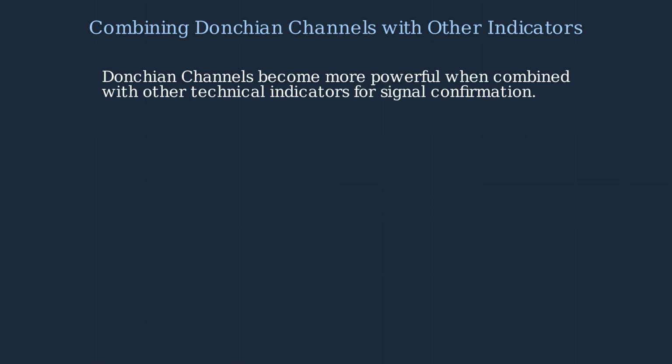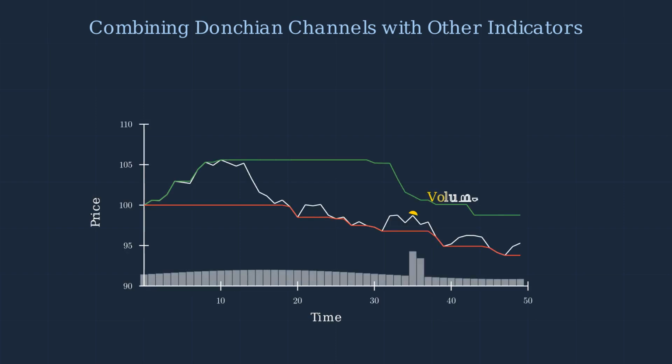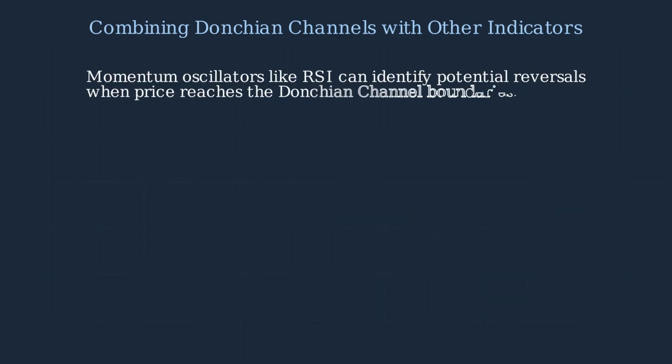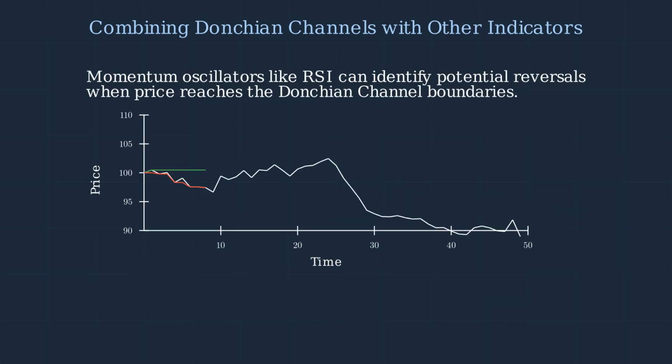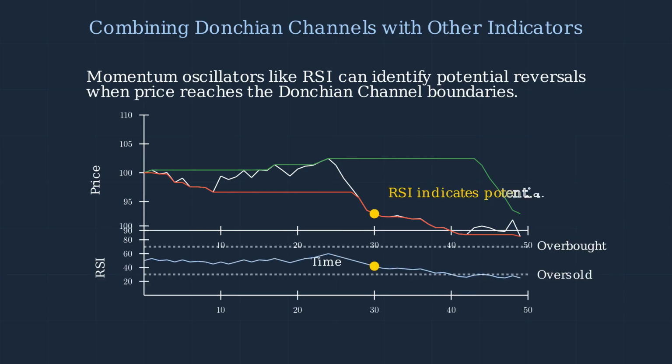Combining Donchian channels with other technical indicators significantly enhances their effectiveness and helps confirm trading signals. Volume indicators can confirm the strength of Donchian channel breakouts. High volume during a breakout suggests strong conviction from market participants, increasing the likelihood of a sustained price move. Momentum oscillators like RSI or MACD help identify potential reversals when price reaches the Donchian channel boundaries. When price hits the upper band with an overbought RSI reading above 70, it may signal a reversal.